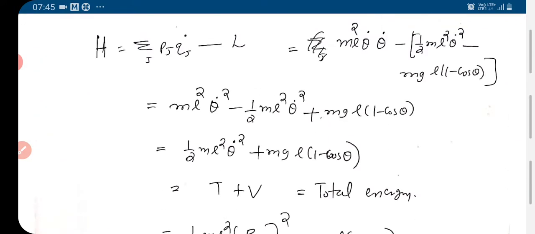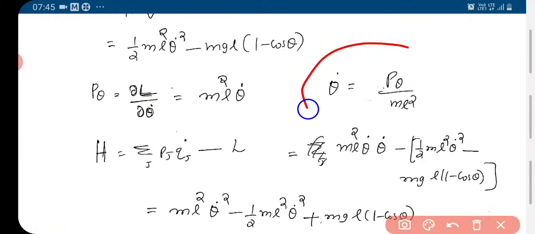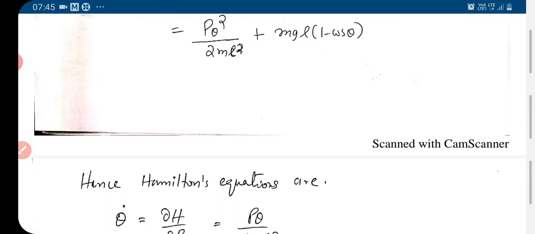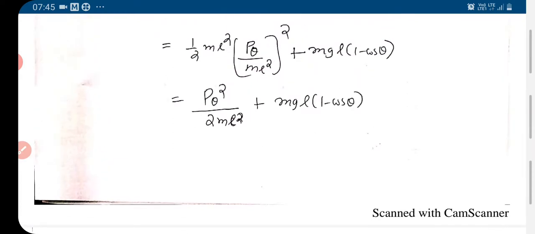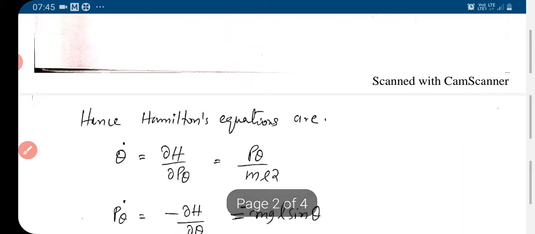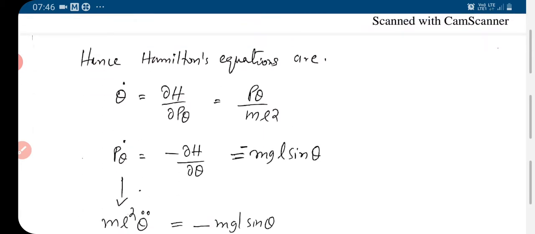For theta dot, we know theta dot is p theta by ml square. So that we substitute, and we have this, then this is the Hamiltonian. Okay, Hamiltonian H is given by this. Then the Hamilton's equations. We have only one coordinate, 1 degree of freedom. We know if there are n coordinates, there will be 2n equations. Here we have only 1 coordinate, and we have 2 equations.